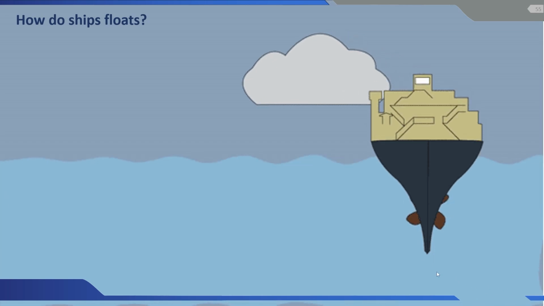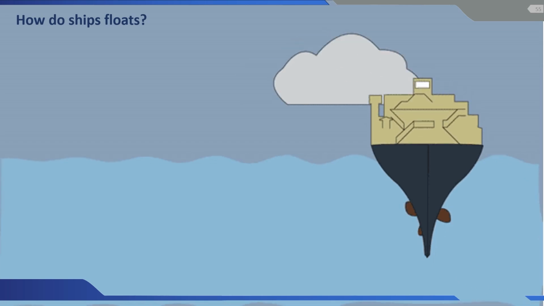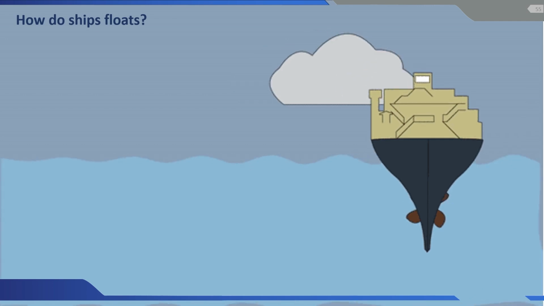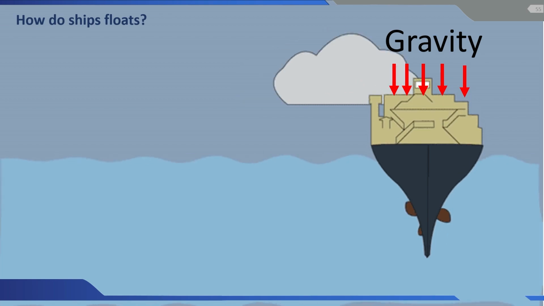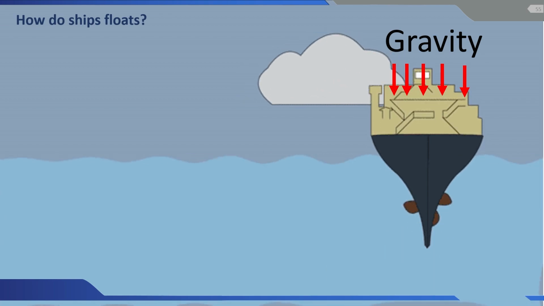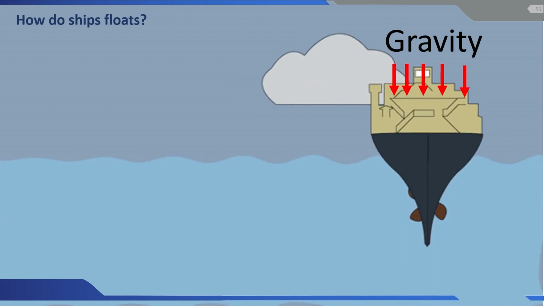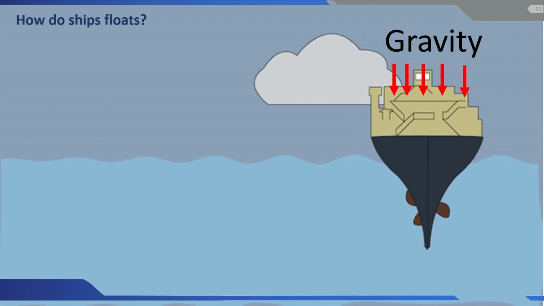How do ships float? A ship floating on water is subjected to two types of forces. The two forces are the gravity and the buoyant force.